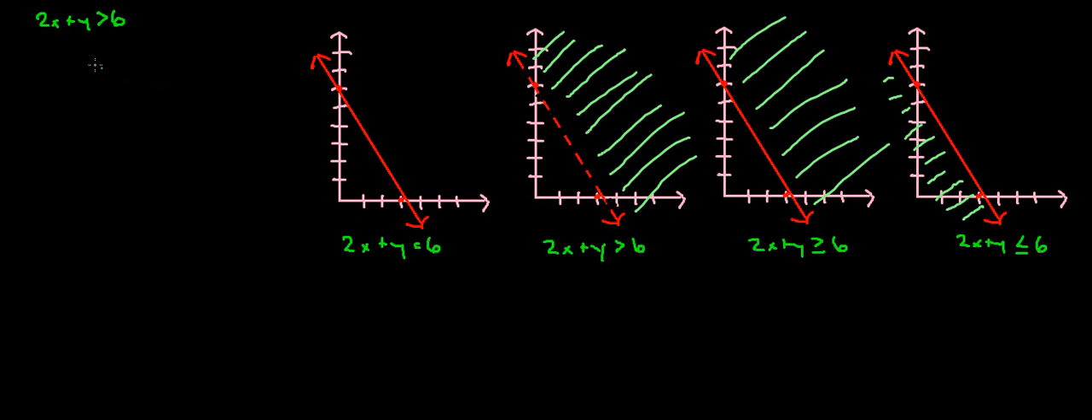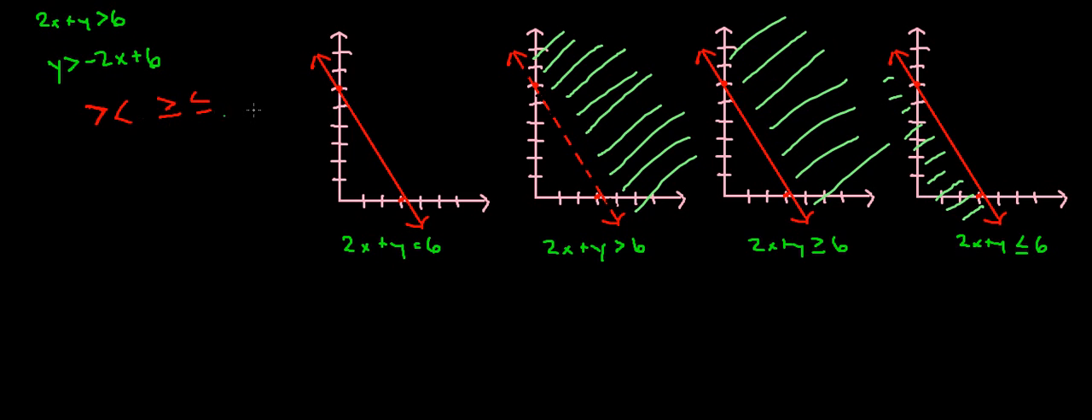So to go about graphing a linear inequality, I graph it like a regular linear equation. For the moment, I ignore the sign. I graph it like a line. However, in inequalities, I can have less than, greater than, less than or equal to, greater than or equal to.